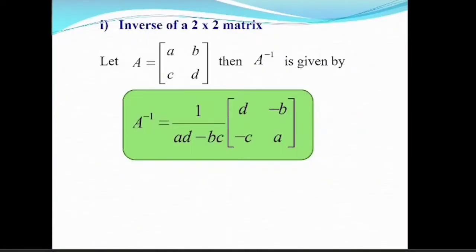To find the inverse of a 2 by 2 matrix, it has its own formula. This formula comes from the adjoint matrix formula. But since it's just a 2 by 2 matrix, it's easier for you to just memorize this formula. AD minus BC is just the determinant of matrix A. And then D, negative B, negative C, and A is just the adjoint of matrix A, like we have discussed previously. Let's look at example 2.